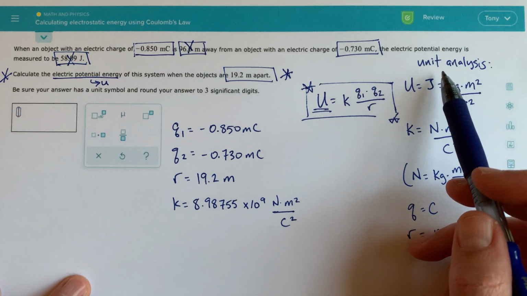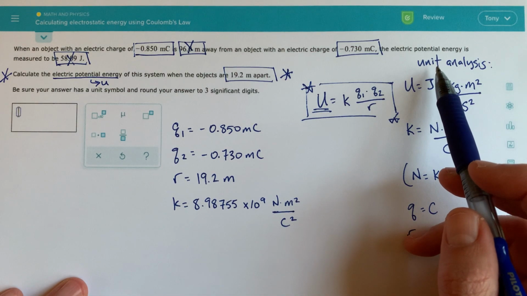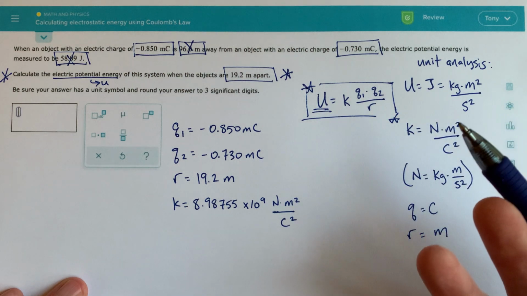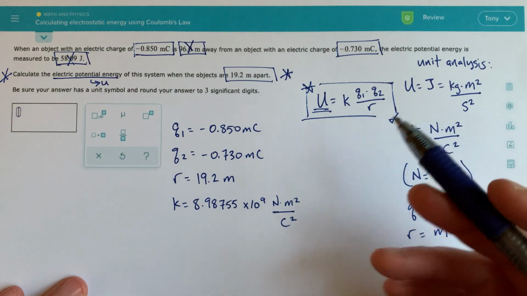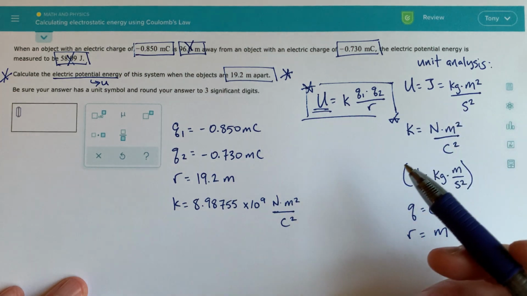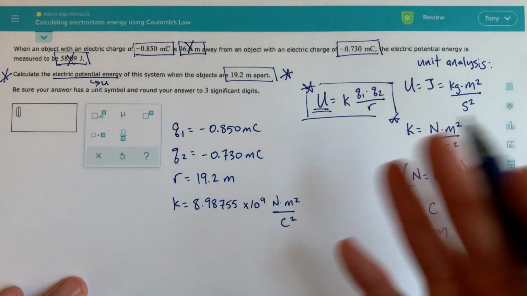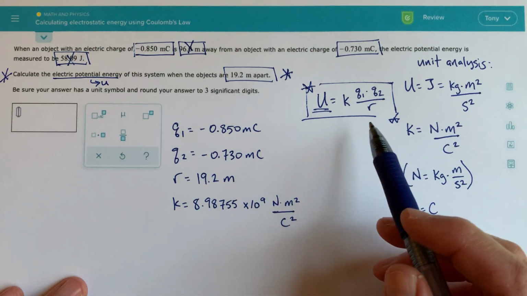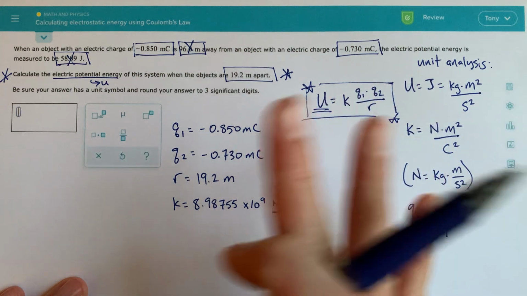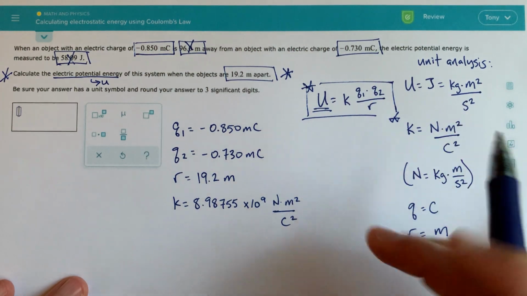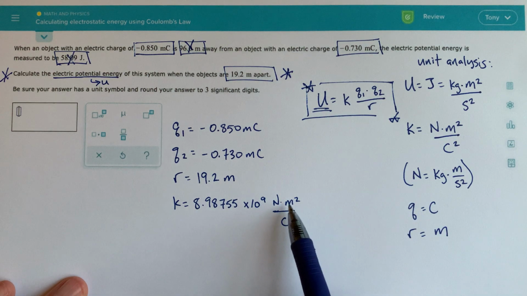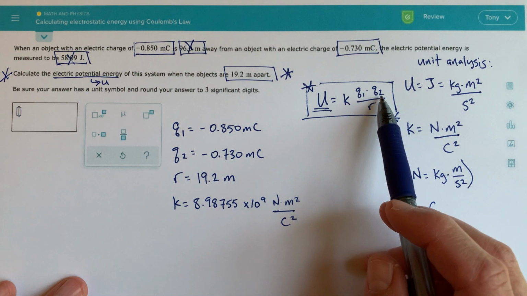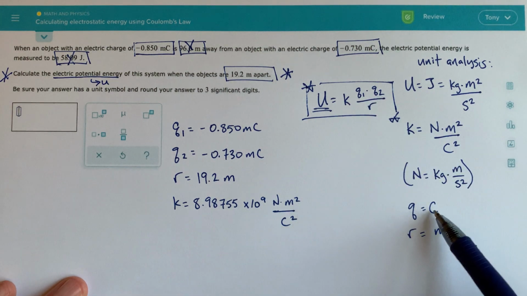We have to do our unit analysis. What we're asked for is to calculate this in terms of joules. I don't know that it says that in the question, but that is what we're looking for essentially. We're going to have to enter this as a certain number of joules with 3 significant digits. In every example that I looked at, joules is what we want. This K value has units of newtons times meters squared over coulombs squared. Q1 and Q2 should have units of coulombs, right?